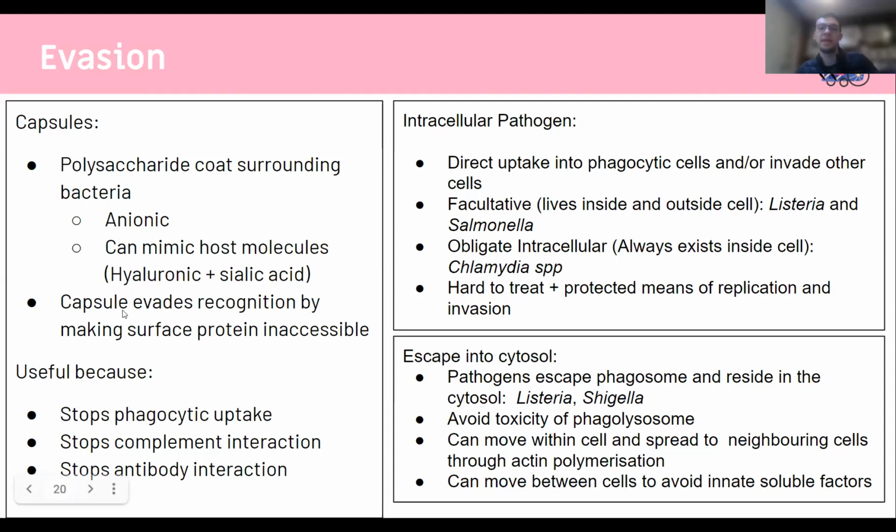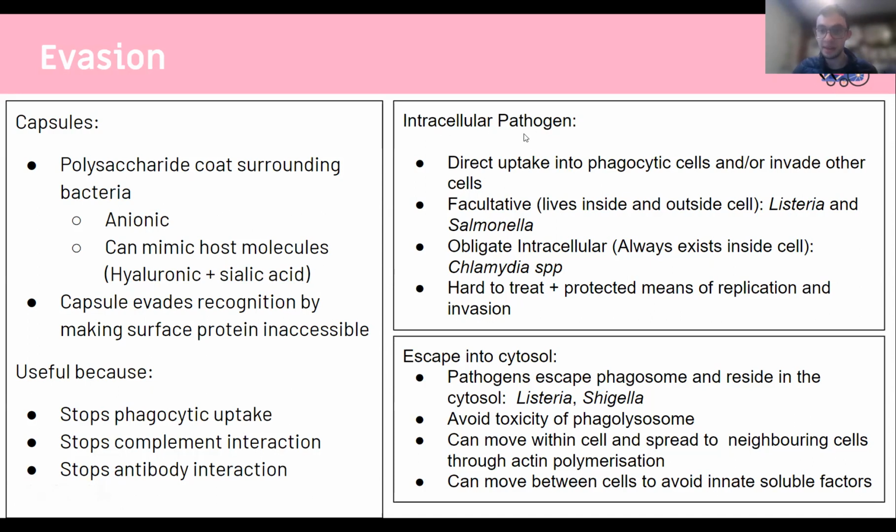The capsule can also evade recognition just physically, even. If you imagine there's a bacteria and there's a large sugary coating around it, the immune cells can't reach it and interact with its antigens. It's useful because it stops phagocytic uptake, stops complement, and stops antibody. It also mimics the host and evades the human immune response.